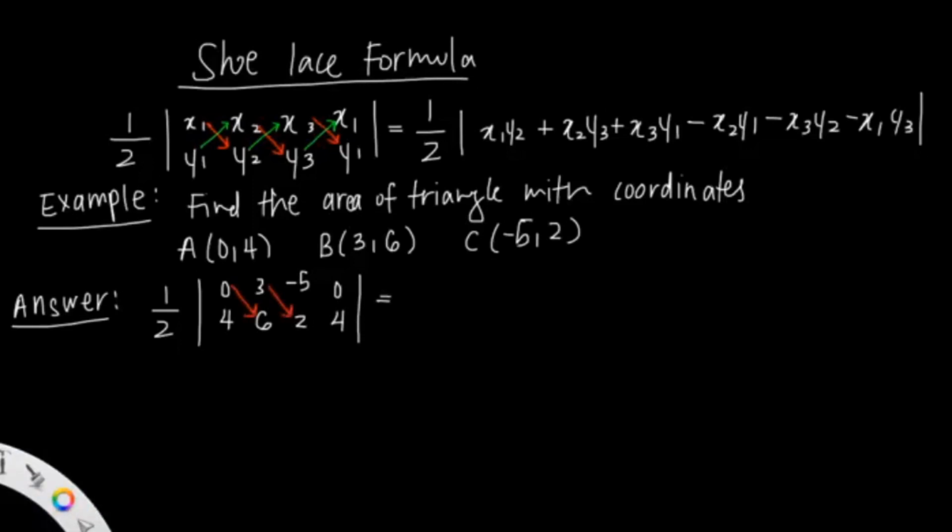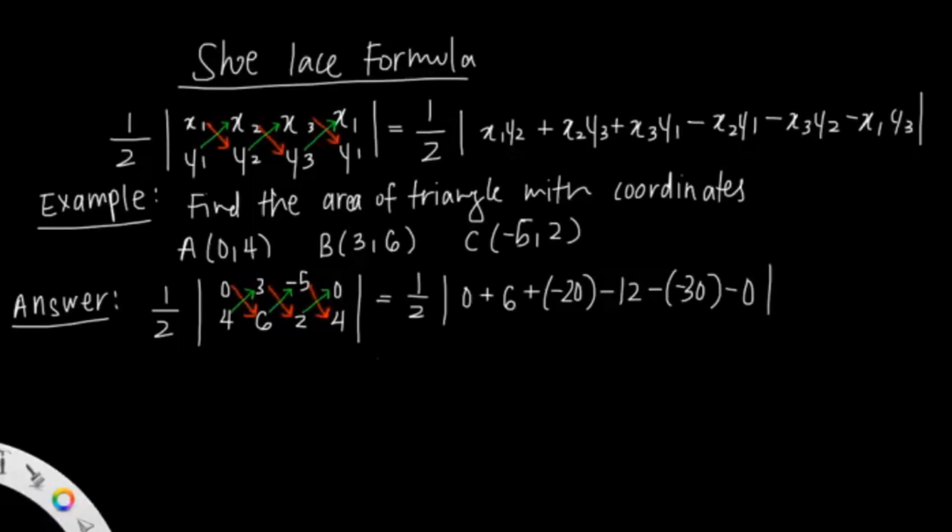So I'm going to multiply downwards. So 1/2 modulus 0 plus 6 plus -20. So now we're going to multiply upwards, giving us a negative value. So that's -12 minus -30 minus 0. So 1/2, when you add all of them up, you get 4. So 4/2 is 2 units square.